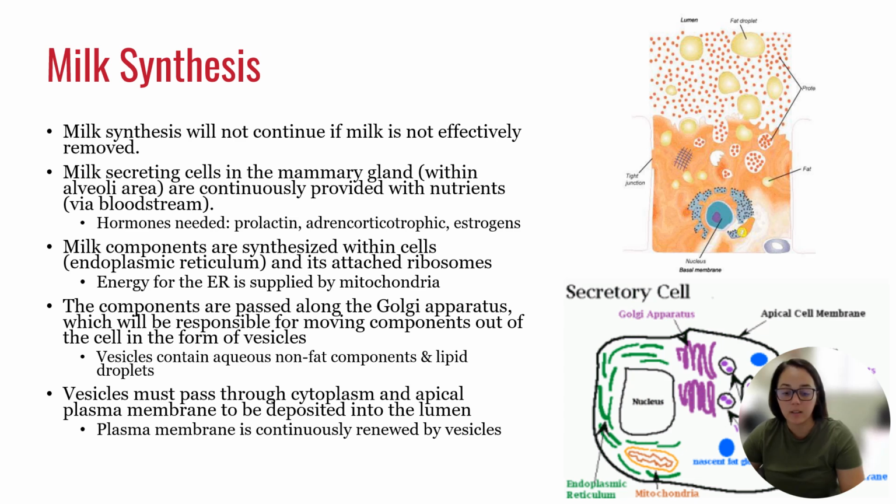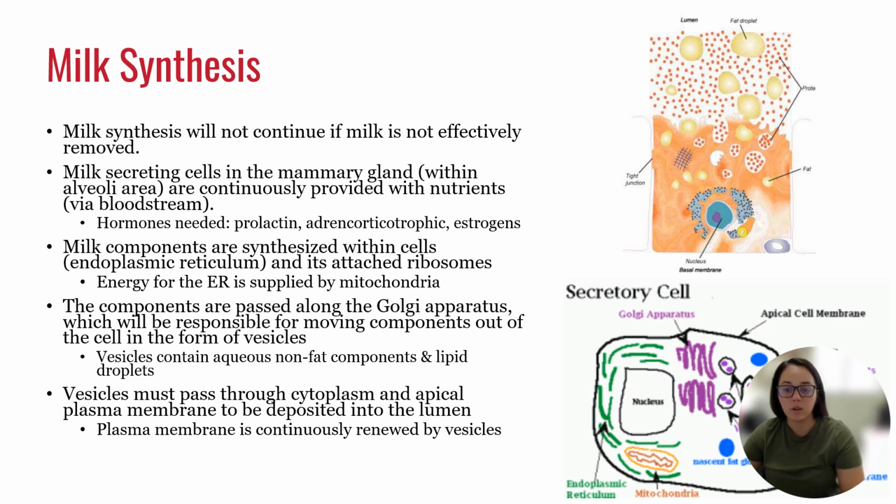So in order for that process to happen, you have this whole secretory cell here, the nucleus, the endoplasmic reticulum, and the mitochondria that's supplying the energy to the ER and the Golgi apparatus to form those vesicles around those milk components. Within those vesicles, there are aqueous non-fat components and lipid droplets. Also in that photo, you'll see these big blue blobs, and you can also see it up here at the top photo, they become these fat droplets.